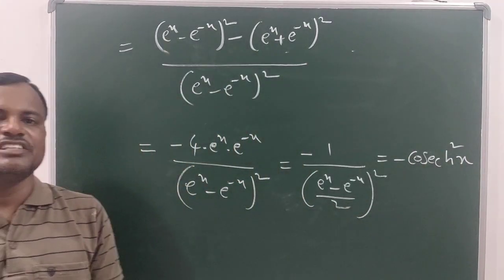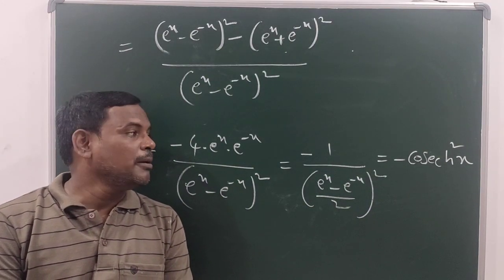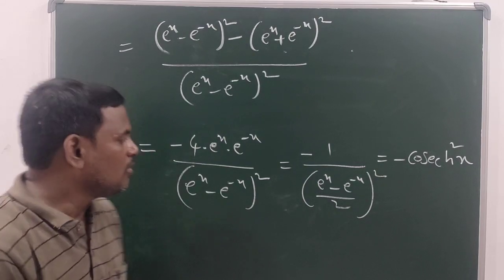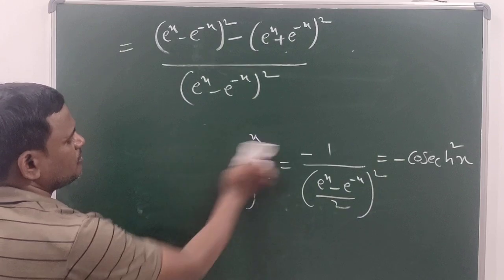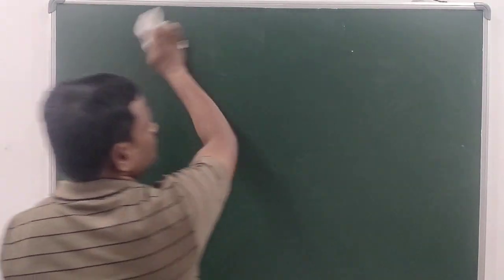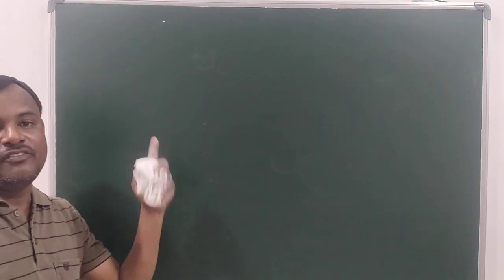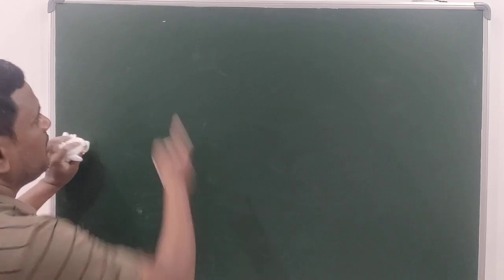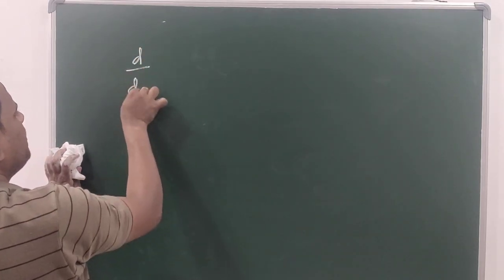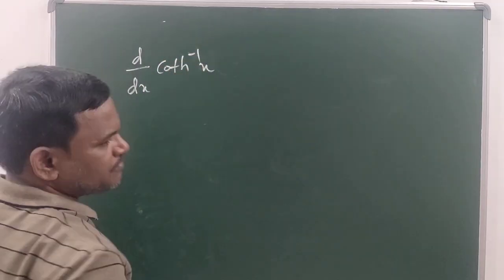So this is the differentiation of coth x. What is the differentiation of coth x? Minus cosech square x. Now let us go to differentiation of this coth inverse of x, d by dx of coth inverse of x.